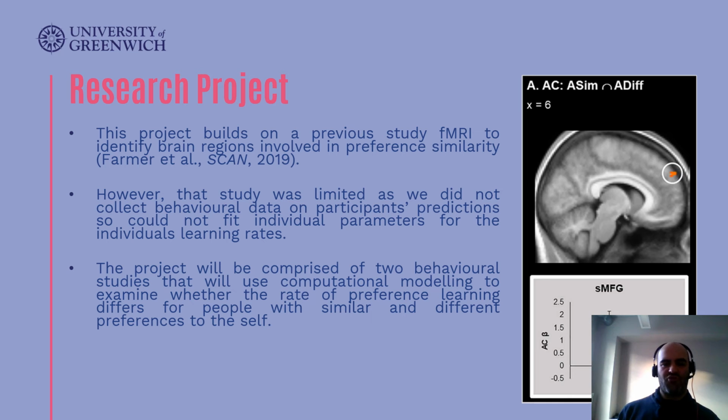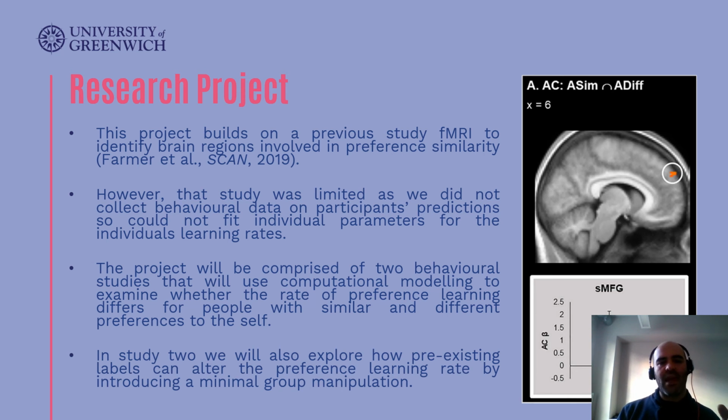In this project, we'll try and address that limitation by running 2 behavioral studies that we use computational modeling to examine whether the rate of preference learning differs for people with similar and different preferences to oneself. And we'll expand that in study 2 by adding a minimal group manipulation, which will see how pre-existing representations of similarity or difference to others actually affect preference learning rates.